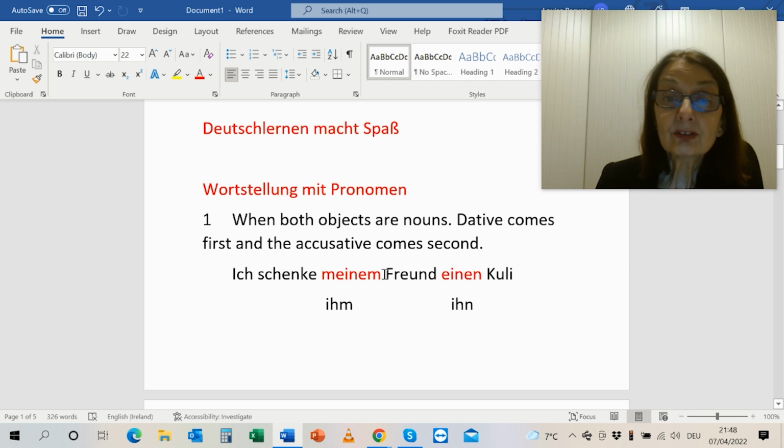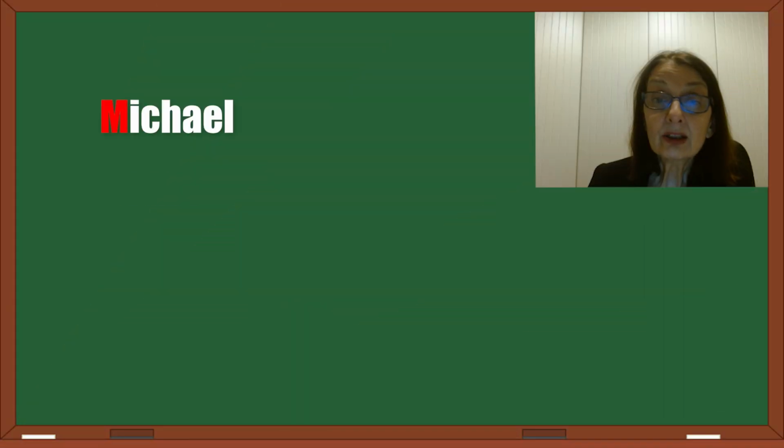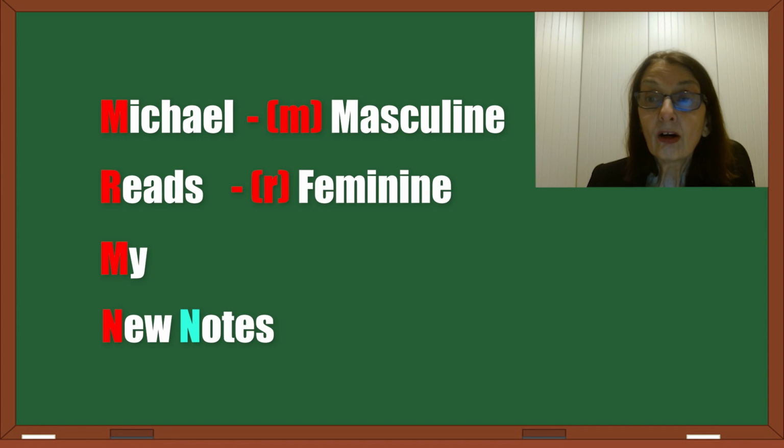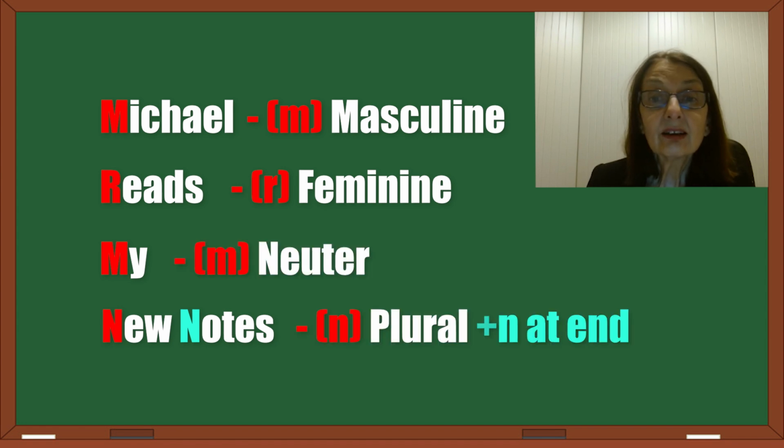Right, there you have your dative case. Now, just to explain your dative case again, your M, R, M, N in the plural and N onto the noun. Now, I use this line: Michael reads my new notes. So M for Michael, that's my M masculine, reads R feminine, my M neuter, N new, N plural, dative plural, and then the N onto the dative plural noun. So that might help somebody out there.